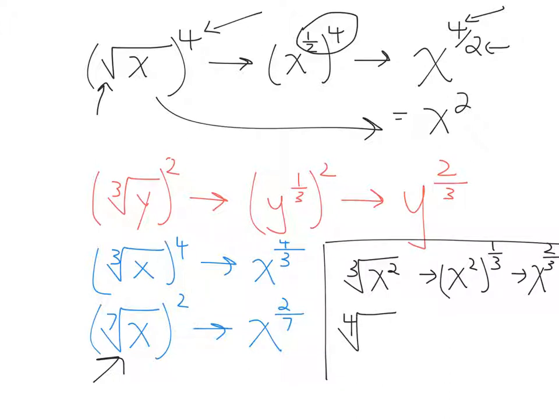So if we have the 4th root of y to the power of 2, we're still going to write that as exponent on top of the fraction and the root part on the bottom. So y to the power of 2 over 4, which we can actually just simplify to y to the power of a half.